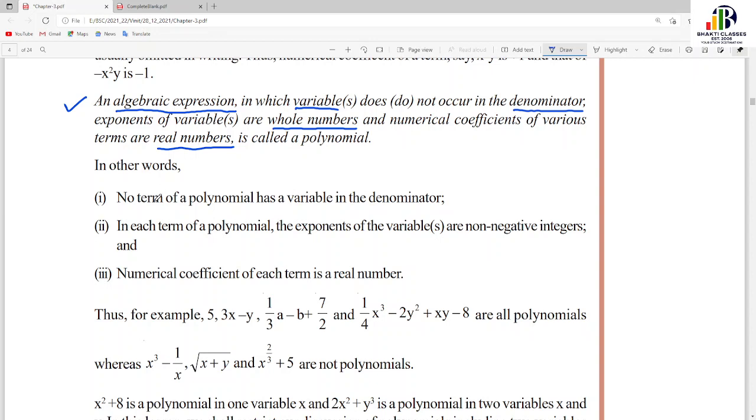In other words, no term of a polynomial has a variable in the denominator. There should be no variable in the denominator. Second thing, in each term of a polynomial, the exponents of variables are non-negative integers. Exponent means the power. The power of any variable must be a non-negative integer. And the third is that the numerical coefficient of each term is a real number. If these three conditions are fulfilled, we can say that the given expression is a polynomial.